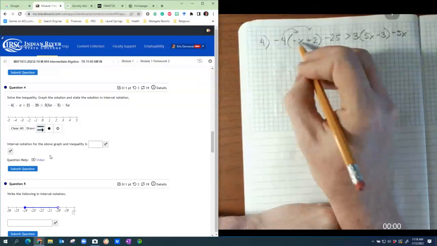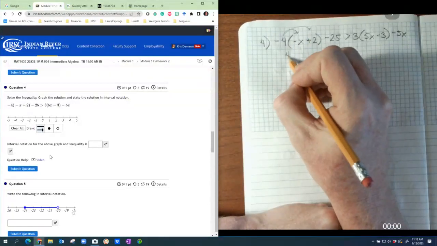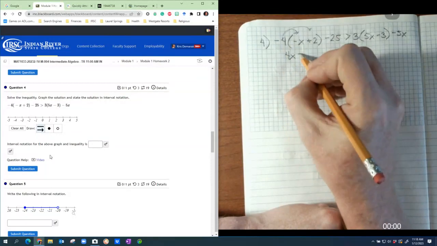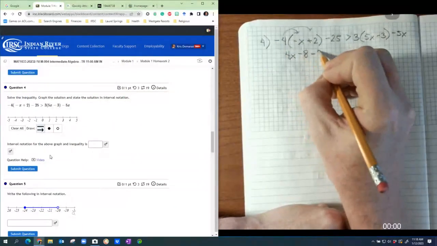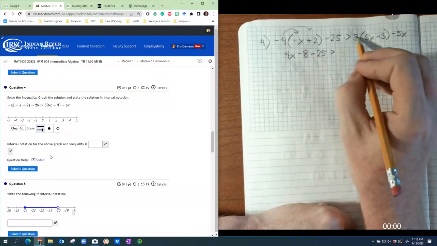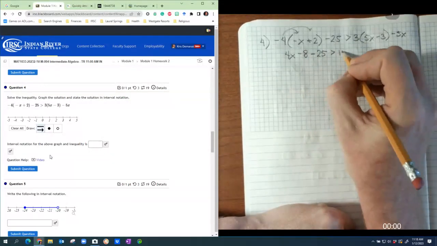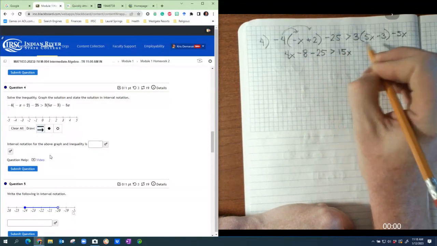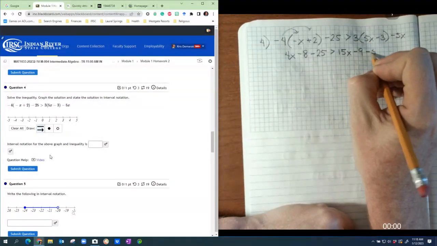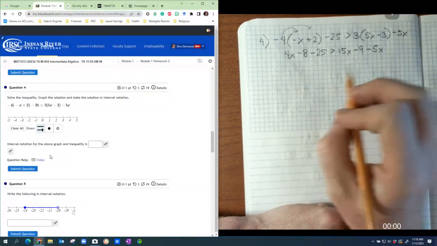So -4 times -x is going to be +4x. -4 times 2 is -8. And then I'm copying the -25, and then 3 times 5 is 15. And then 3 times -3 is -9. And then I have -5x.